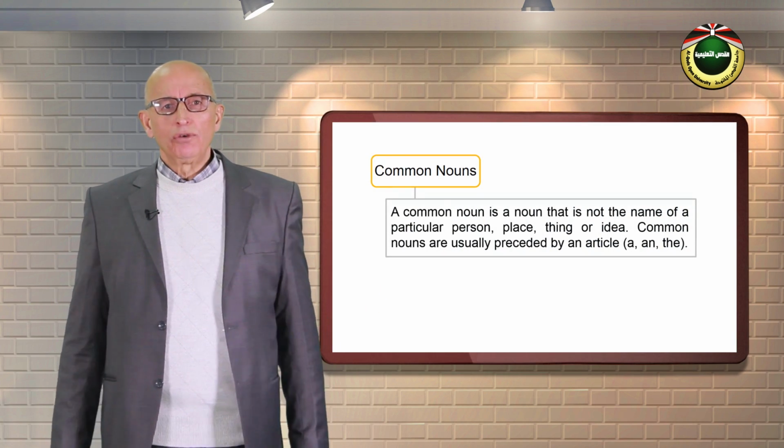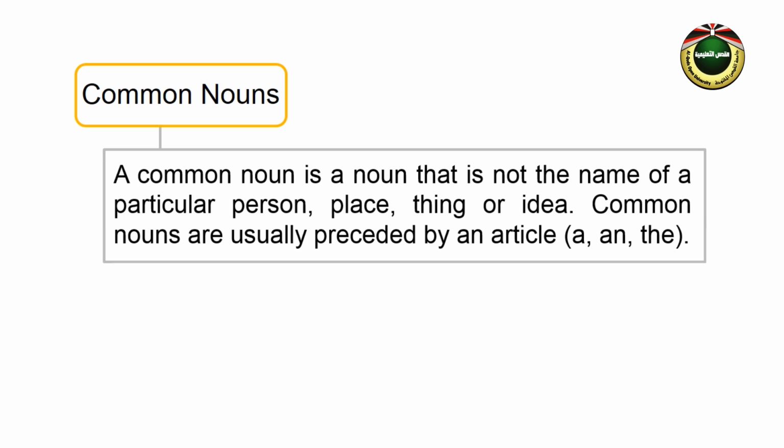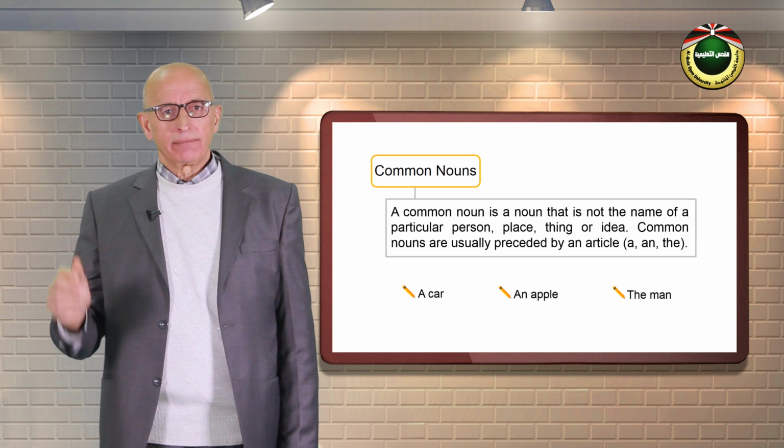Now, let's move to common nouns. What is a common noun? A common noun is a noun that is not the name of a particular person, place, thing, or idea. Common nouns are usually preceded by an article, a, an, the. Examples, a car, an apple, the man.